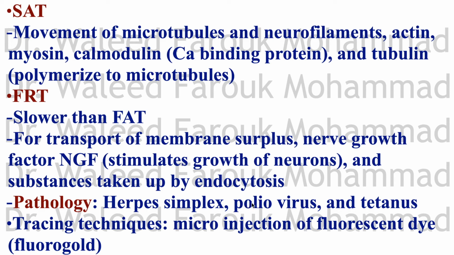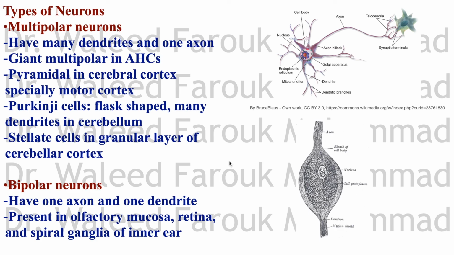With microinjection of a fluorescent dye like fluorogold, we can trace different pathways. This is the way, by the way, they trace tracts in the spinal cord and tracts in the cerebrum. Now, types of neurons. And remember, there's a difference between neurons and neuroglia. Neuroglia are support cells. Neurons are the principal units of the nervous system.